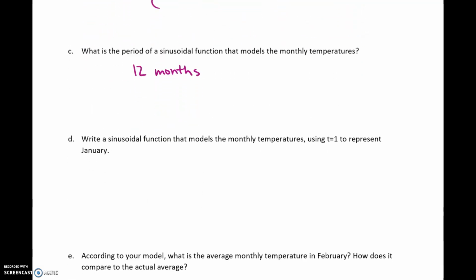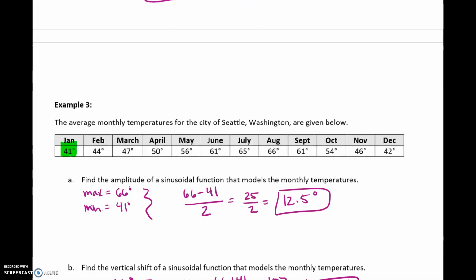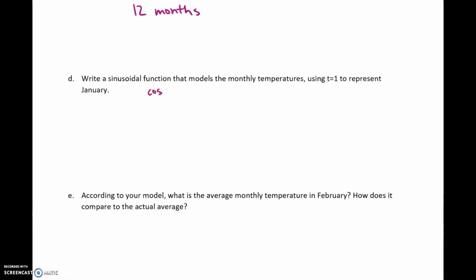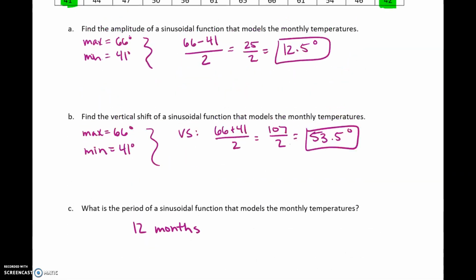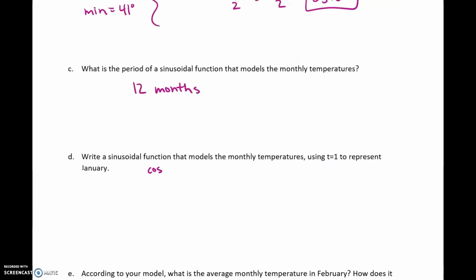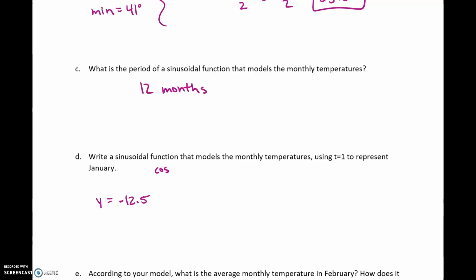All right, so now it's asking us to write a function. We get to choose whether it's sine or cosine, and I'm going to choose cosine. Notice in January it starts down at 41 and then it increases and then goes back down to 42. So that tells me my A value is going to be negative. Well, what is my A value? If I look up here in part A, my A value is 12.5. So I'm going to say y equals 12.5. Now, does that need to be positive or negative? Well, it's starting at my minimum, so it needs to be negative. Cosine.